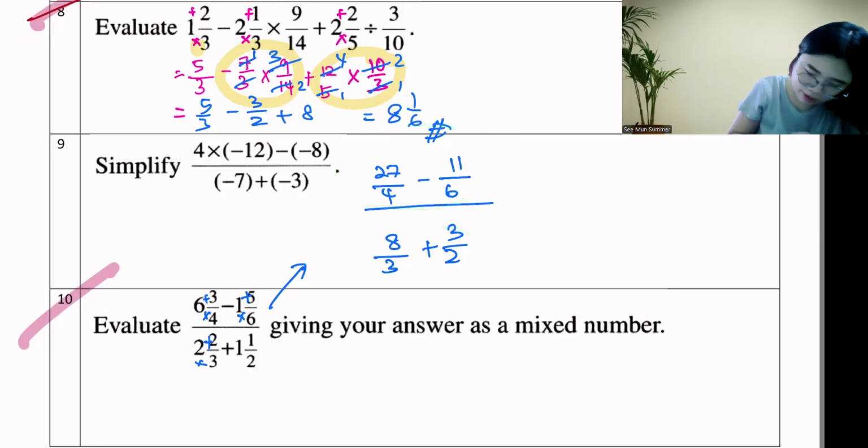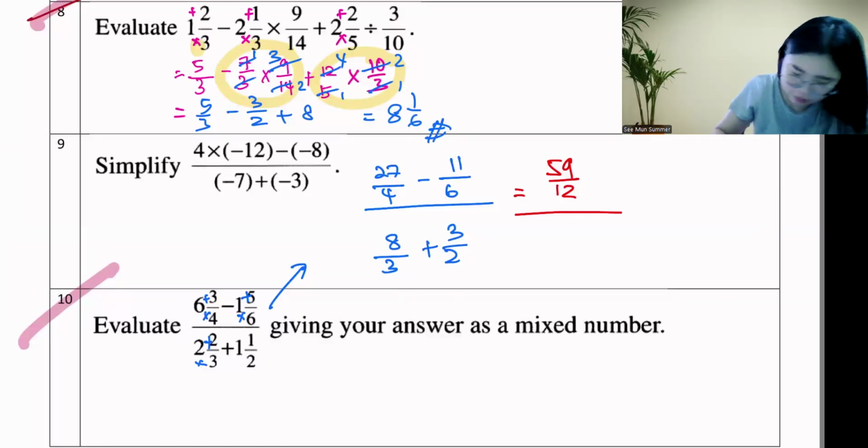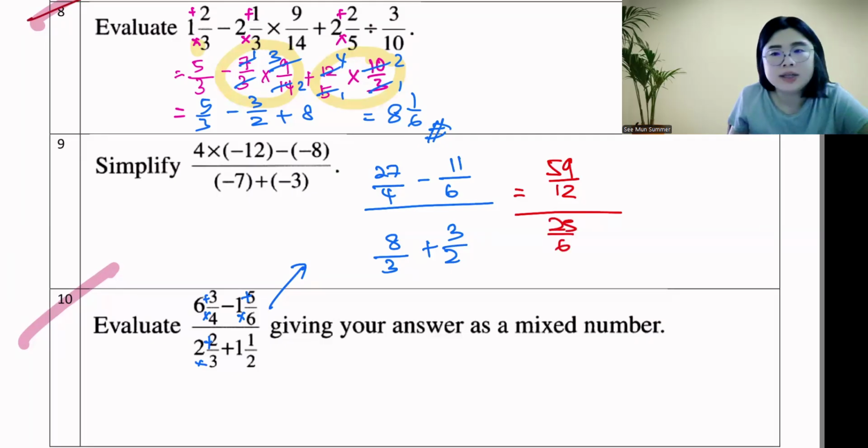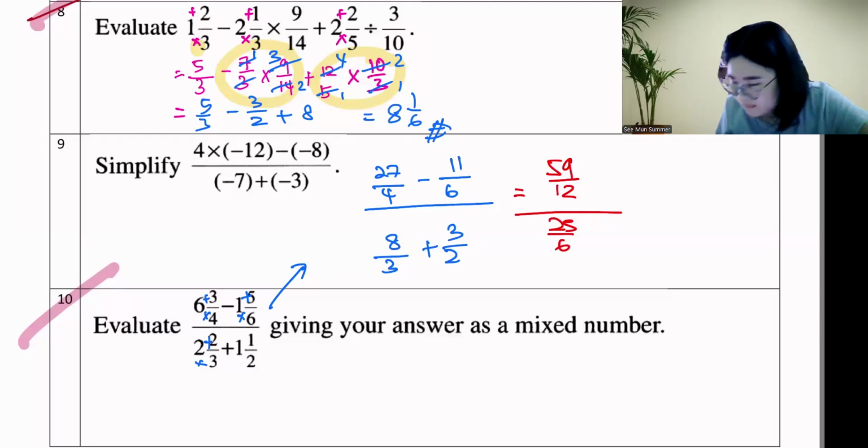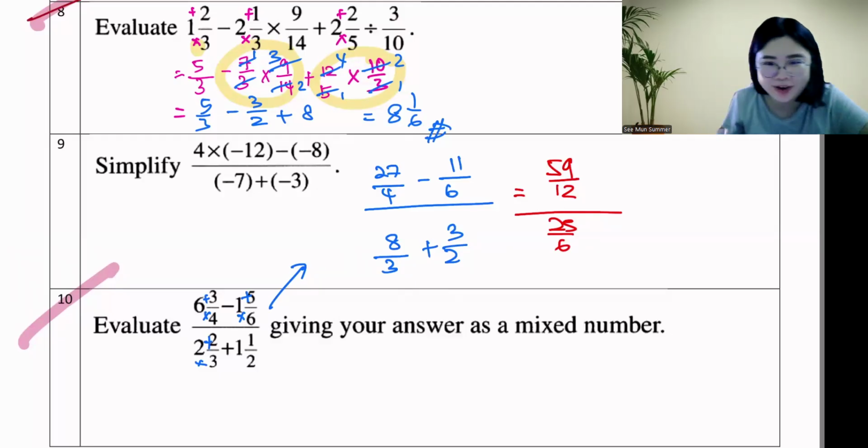Okay, 27 over 4 minus 11 over 6. And the answer, remember, in improper fraction, yeah? And then the big one, 8 over 3 plus 3 over 2. 25 over 6. And then, yes, correct, Shiming, very good.